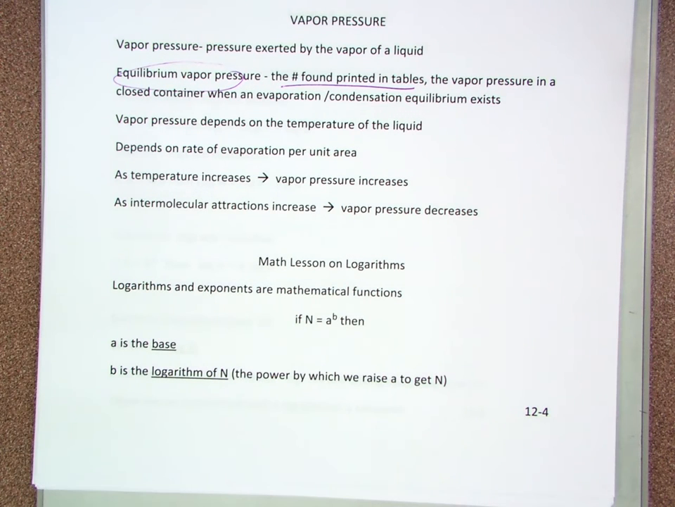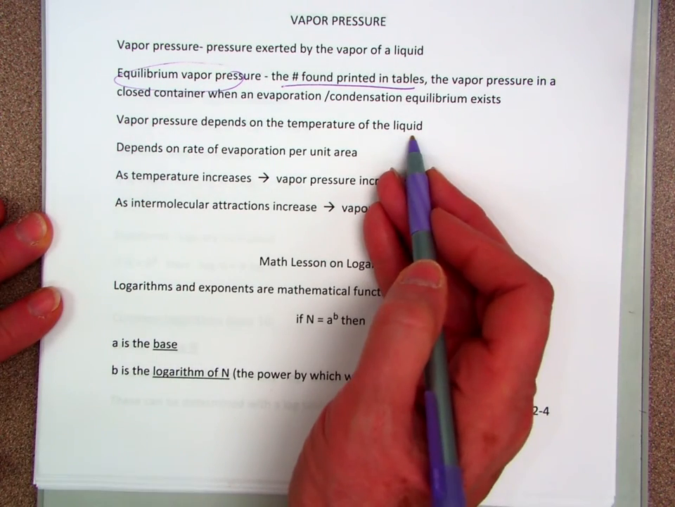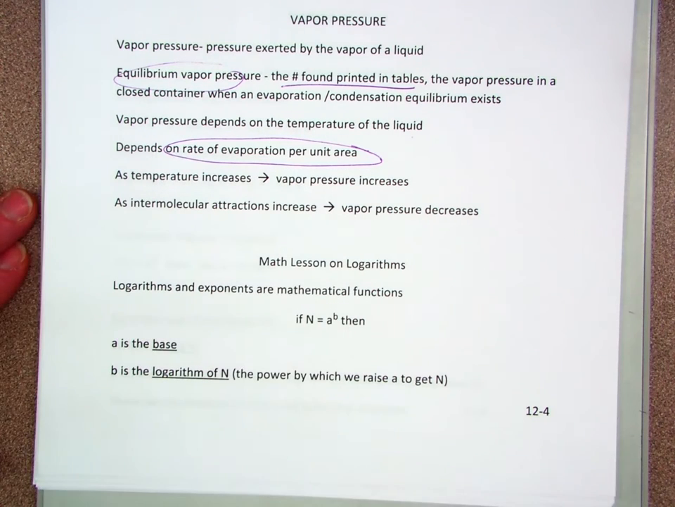Now, we talked about this in the gas law chapter. Remember when we talked about collecting water or collecting gases over water, and we subtracted out the vapor pressure of the water? That's what this is. So the vapor pressure depends on the temperature of the liquid, and it's based on the rate of evaporation per unit area. So the vapor pressure over a pie plate or a bud vase would be the same because we're compensating per area. It's force per area.